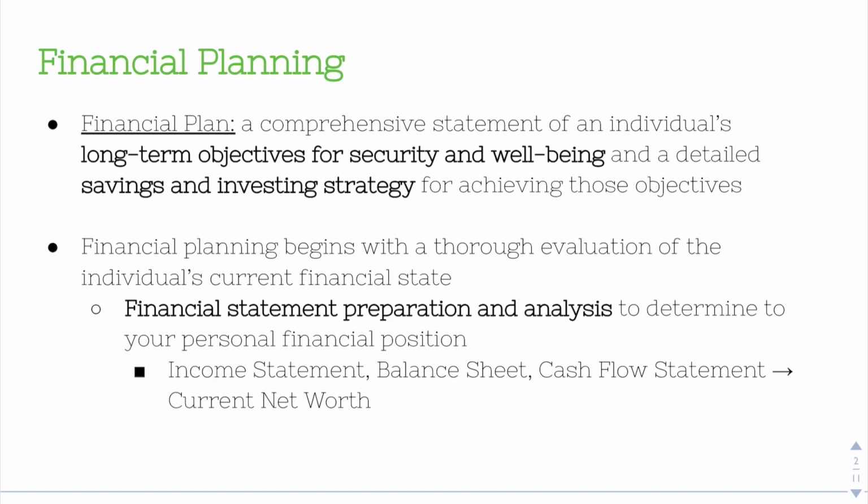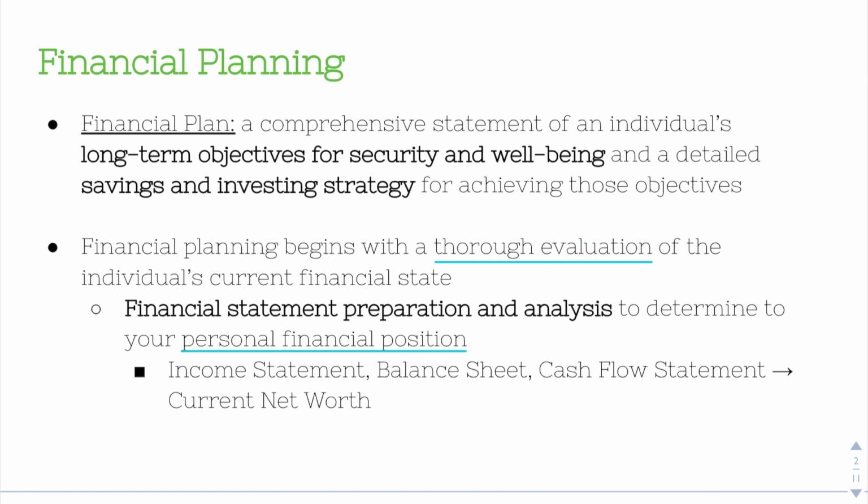The process of financial planning begins with a thorough evaluation of the individual's current financial state. So, important part is thorough evaluation. You're going to look into all of the person's finances and come up with a holistic view of what's going on. So we start with financial statement preparation and analysis to determine your personal financial position. And what that means is we're going to create for an individual person an income statement, a balance sheet, and a cash flow statement to determine their current net worth.